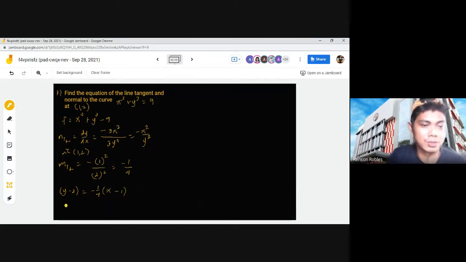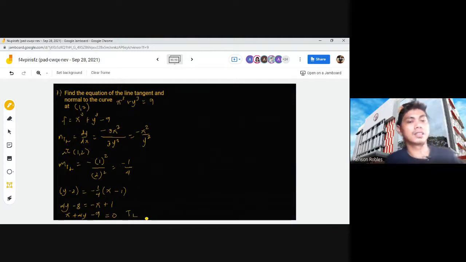Then 4 times y, 4y, 4 times negative 2, minus 8 equals negative 1 times x, negative 1 times negative 1, plus 1. And then ito, dalhin natin doon. Positive x plus 4y minus 8, then plus 1, throw it on the other side, minus 9 equals 0. And this is the equation of the tangent line.